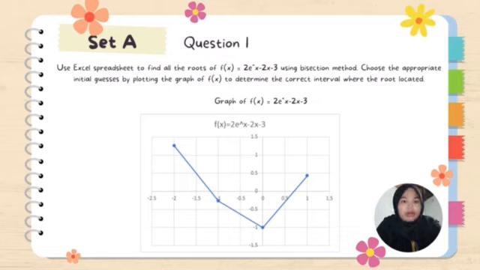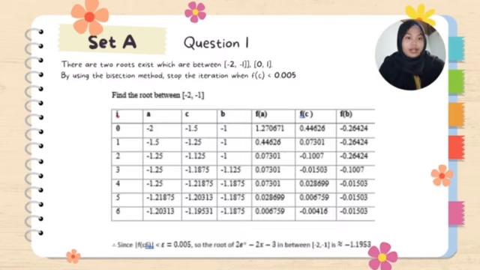This is the graph of f(x) = 2^x - 2x - 3. There are two roots in this function, which are between -2 and -1, and between 0 and 1. Using the bisection method, stop the iteration when |f(c)| is less than 0.005. First, we find the root between -2 and -1.